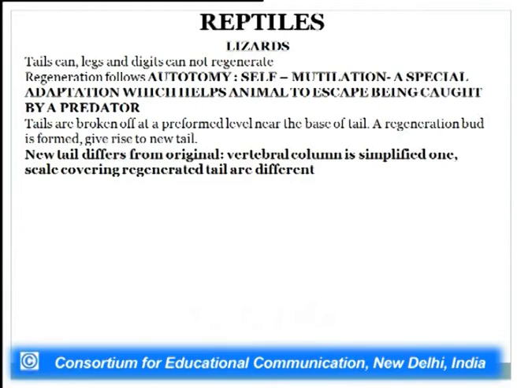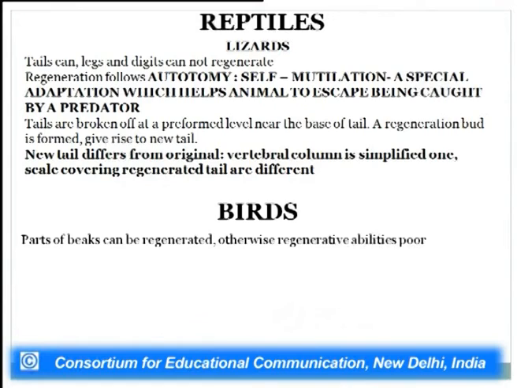Coming to the reptiles, the lizards, the tails can regenerate, however the legs and digits cannot. The regeneration follows autotomy, the self-mutilation, a special adaptation which helps the animal escape being caught by a predator. So, it can leave its tail when a predator attacks, and then it can regenerate its tail again. The tails are broken off at a preformed level near the base of the tail. A regeneration bud is formed, giving rise to a new tail. The new tail, however, differs from the original. The vertebral column is a simplified one, and the scales covering the regenerated tails are different.